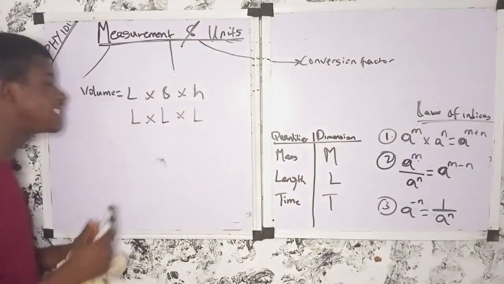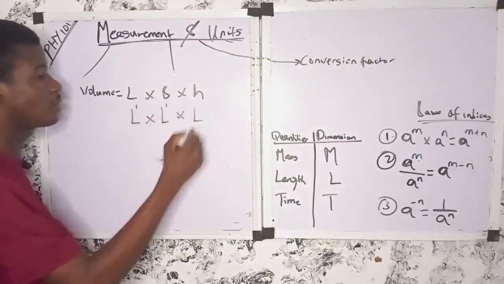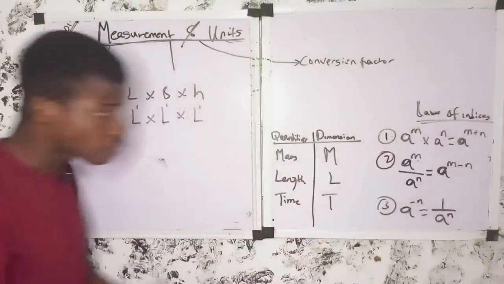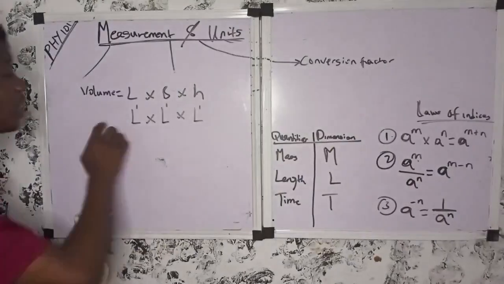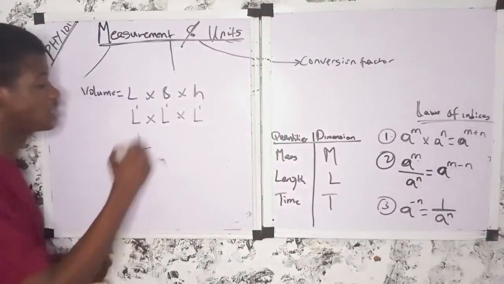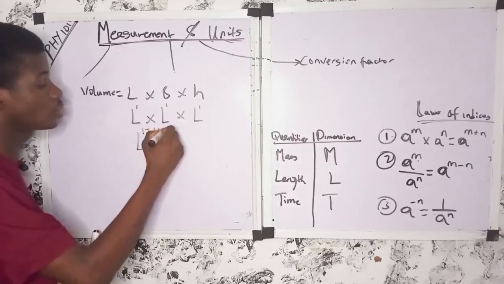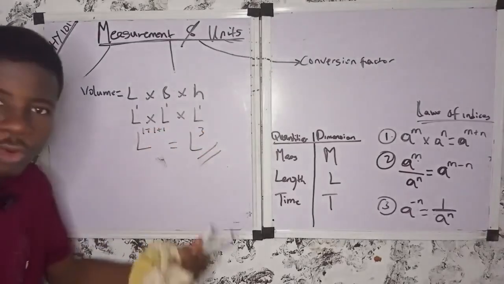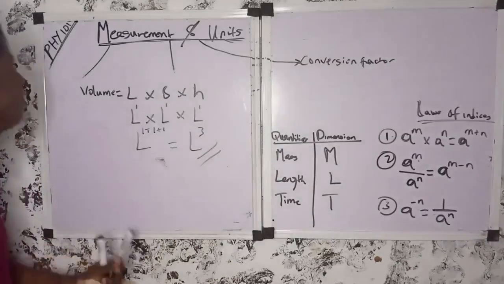Yes. Now this is still the same thing as L raised to power 1, L raised to power 1, L raised to power 1, right? What does the very first law tell us? When the same bases are multiplying each other, we take one of the bases and add their powers: 1 plus 1 plus 1, so everything will be L raised to power 3. So this is the dimension of volume.